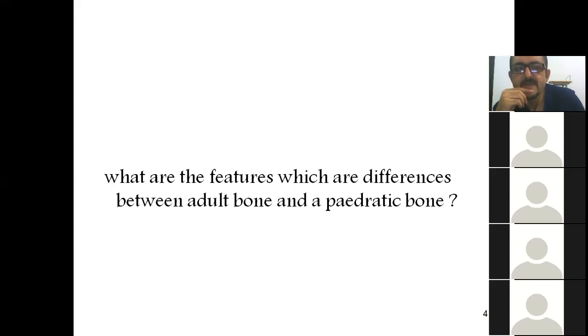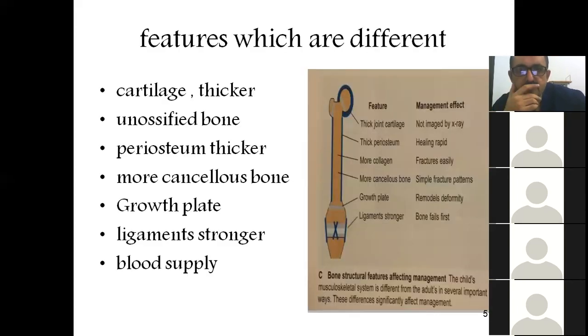Ligaments are much stronger compared to the adults. So are ligaments injured more commonly, or does the fracture happen? Avulsion fractures. Avulsion fractures, sir. So these are the differences in a pediatric population compared to the adults.